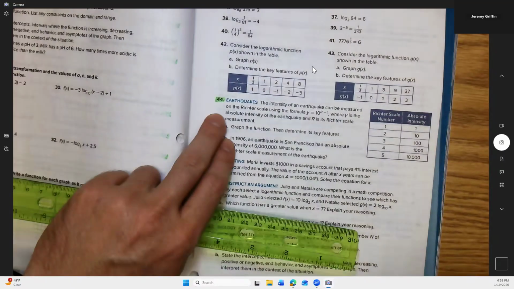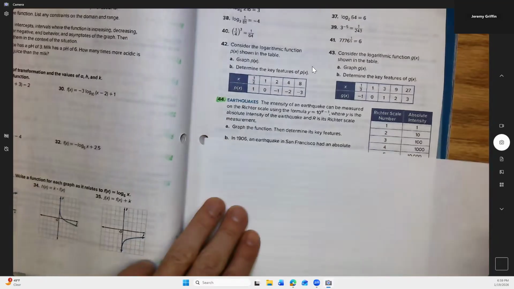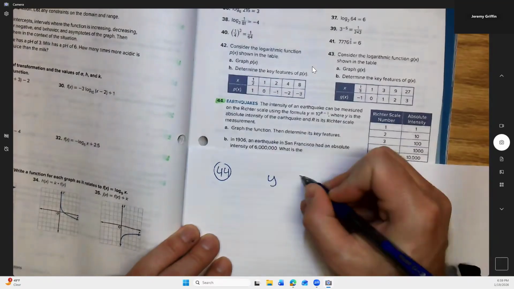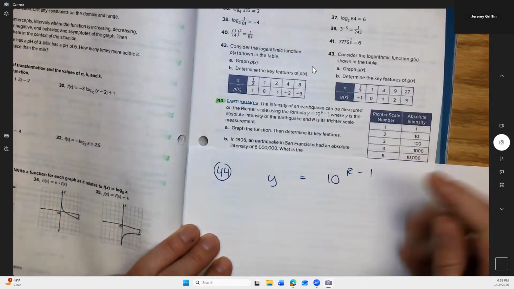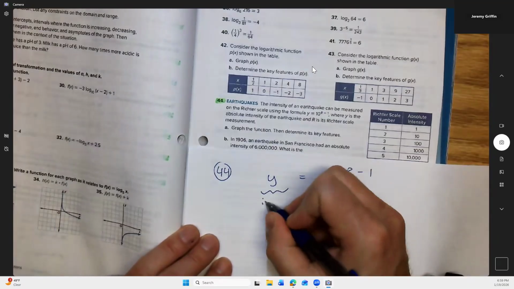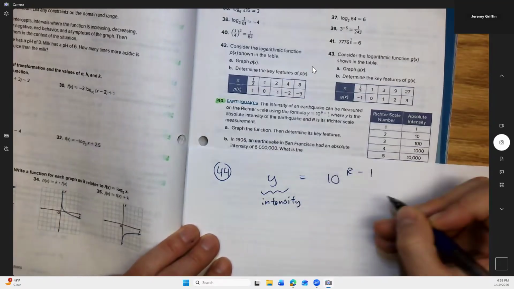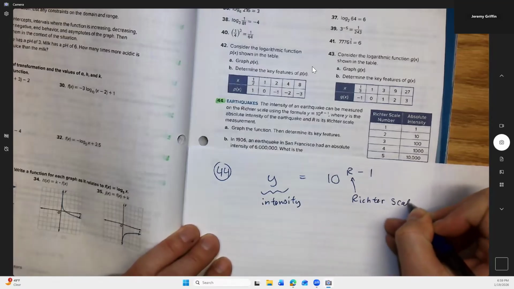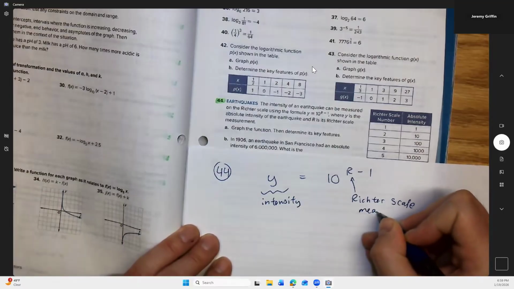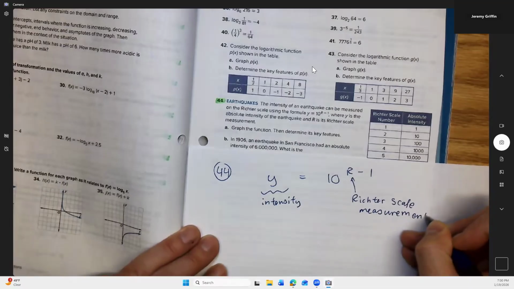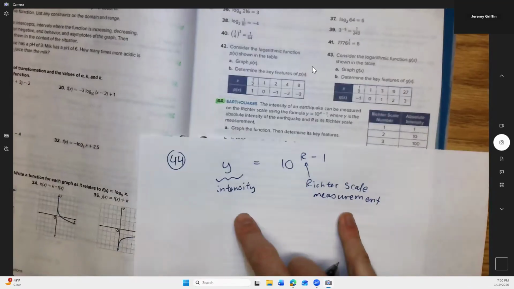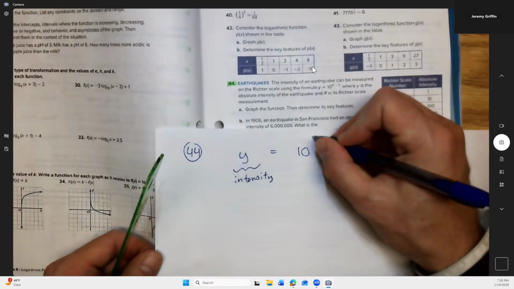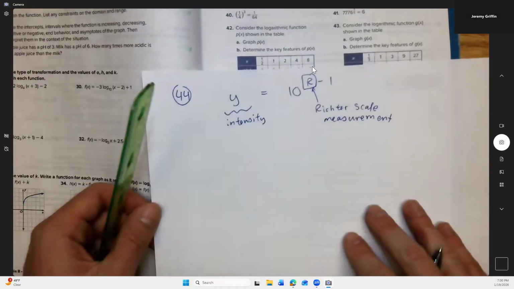Let's go to 44, earthquakes. The intensity of an earthquake. Can you go through with the Richter scale? Number 44. The formula is y equals 10 to the r minus 1, where y is the absolute intensity, and r is the Richter scale measurement. There we go. Now, your book gave you the exponential form of the equation. So I'm going to guess maybe they want you to solve for the Richter scale in terms of intensity. Let's just do that anyway, whether they ask it or not.